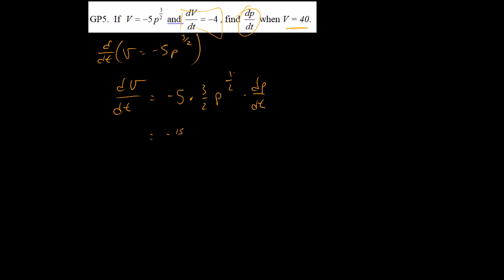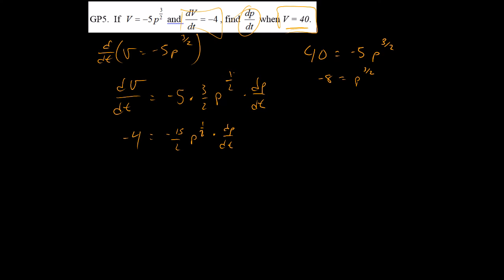Negative 15/2 p to the 1/2 times dp/dt. And now just fill in the information that we know. We know that dv/dt is negative 4. We want to find dp/dt. So that means we now need to solve for p. That's the only piece that we're missing. Well, how do we do that? Well, we know v is 40. So we have 40 is equal to negative 5p to the 3/2, negative 8p to the 3/2.